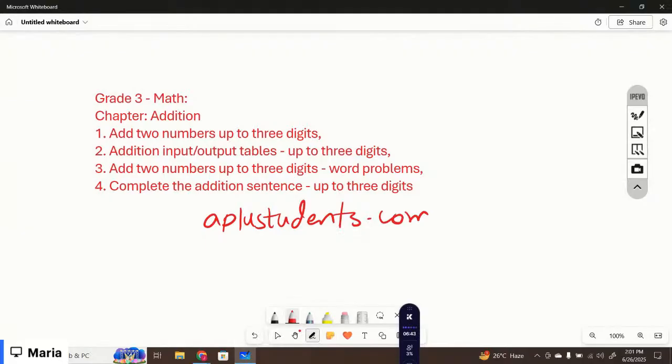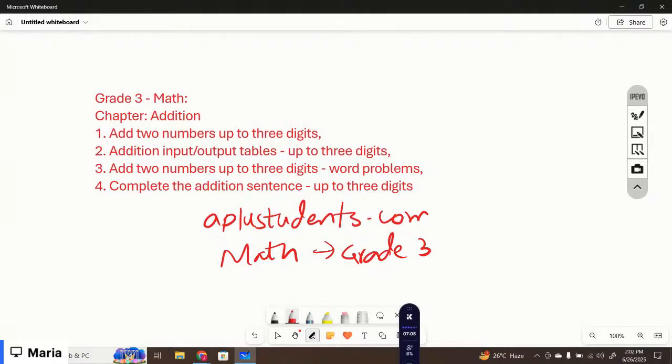You have to log in with their registered email address and password when you register them. And you have to select math from the subject, scroll down to grade three math, number one with all the exits. There you can find the list of the chapters. We can start with the chapter addition.